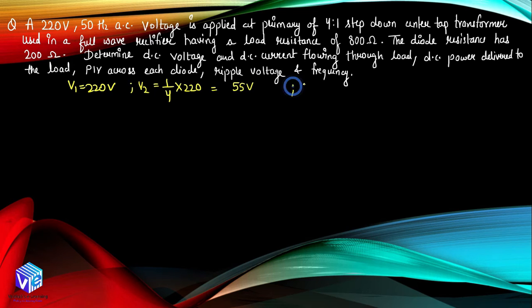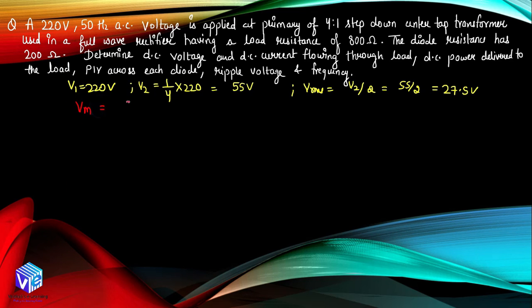So Vrms will be equal to V2 upon 2, right? Because this is a center tapped transformer, Vrms will be equal to V2 upon 2. It will be equal to 55 upon 2, which is 27.5 volt, right? Now we can find out the peak value. Peak value is Vm. How can we represent it?